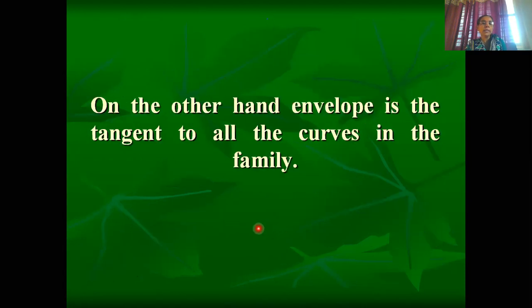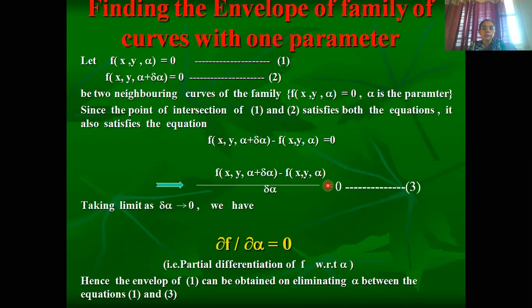Otherwise, by the second definition, in that figure, the line is a tangent to all the circles. So on the other hand, the envelope is a tangent to all the curves in the family. So this is the definition. Usually the definition is asked for 2 marks. And next, what is the procedure for getting the envelope of a family of curves? Let us see the theory part. Let f(x, y, alpha) be one family, and f(x, y, alpha plus delta alpha) be the conjugate family from the same set. We take two curves from the one family.